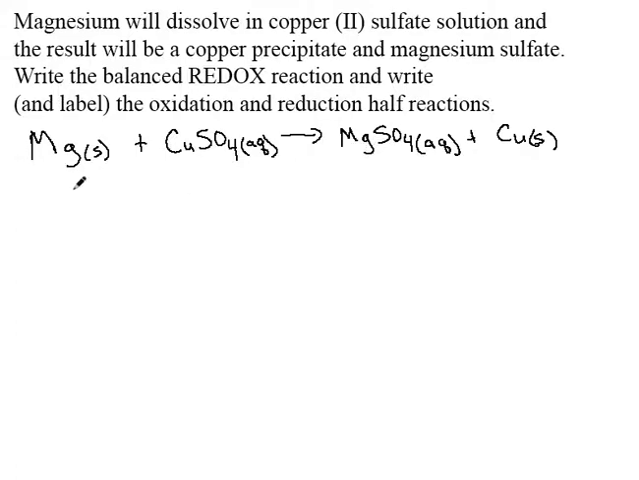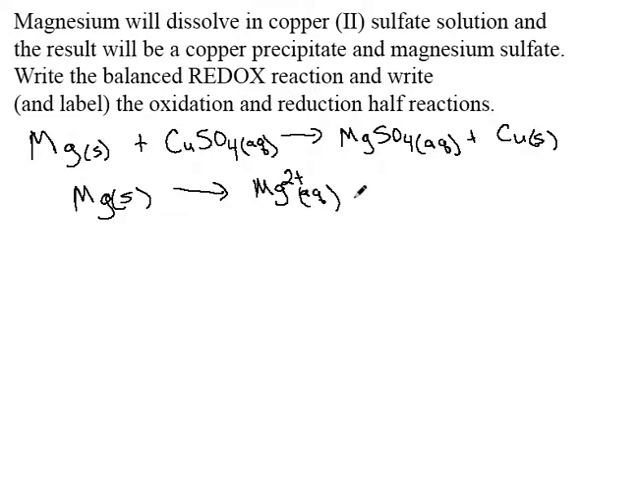So the solid magnesium is transforming into magnesium ions. And those are 2+ ions, and they're aqueous. This is the first part of our half reaction. We have one magnesium atom becoming one magnesium ion.